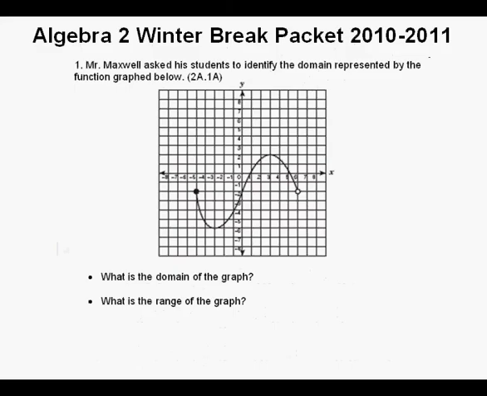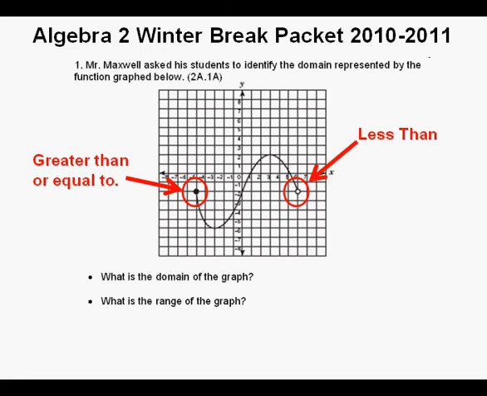Number 1 is a domain and range problem. Remember that domain is all the x values of a relation and that range is all the y values of a relation. What is the meaning of this solid dot for the domain? The domain or x values are greater than or equal to it since it includes the point itself being solid. And what about this open circle on the right side? The x values are going to be less than it since the open circle is a hole that doesn't include that point. One way to write your answer is in interval notation.